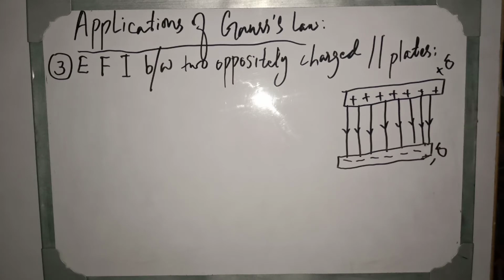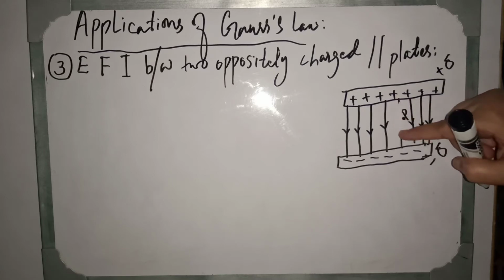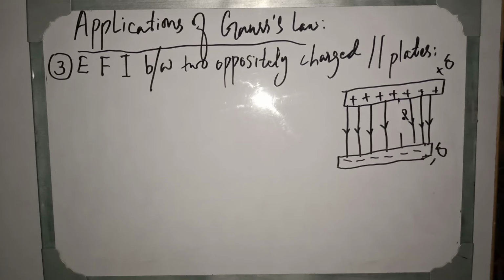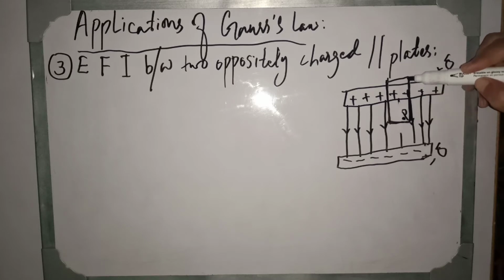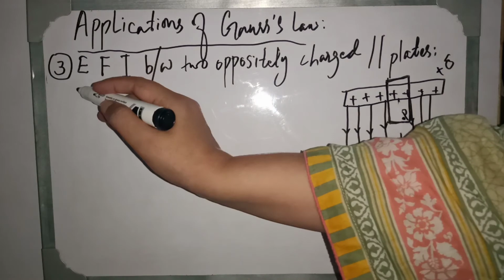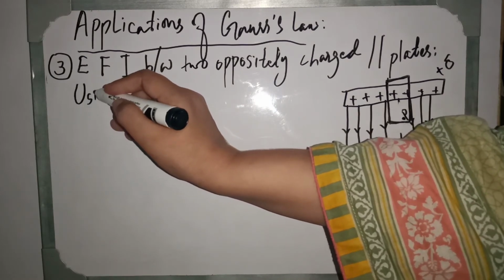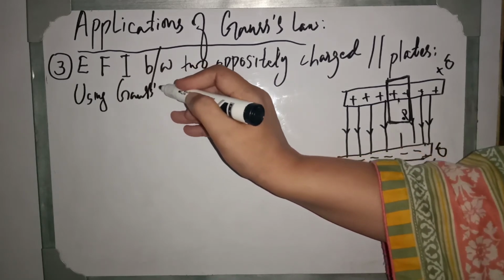Now we have to find out the electric field intensity at this point P. To find the electric field intensity at this point, we will make a box-like Gaussian surface like this. I have made this surface with 4 sides. P is lying inside this Gaussian surface, and I need to find out the electric field intensity at this point by using Gauss's law.